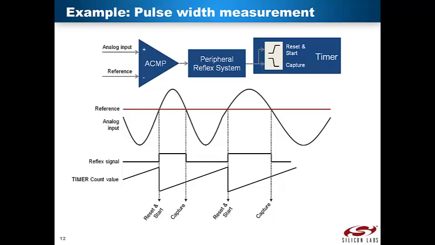All this can be done while the EFM32 is in Energy Mode 1 and the CPU is sleeping. When the timer value is captured, an interrupt can wake the CPU so the measured length can be processed. Optionally, DMA can also be used to fetch the captured data, enabling a measurement of several pulses between each wake-up. An example of how to implement this in software is found in Application Note 25 on the Peripheral Reflex System.